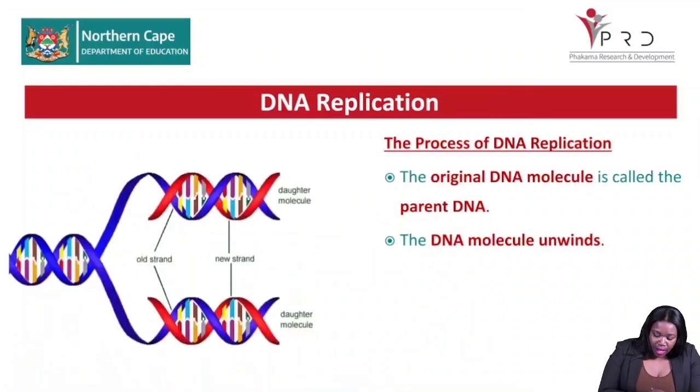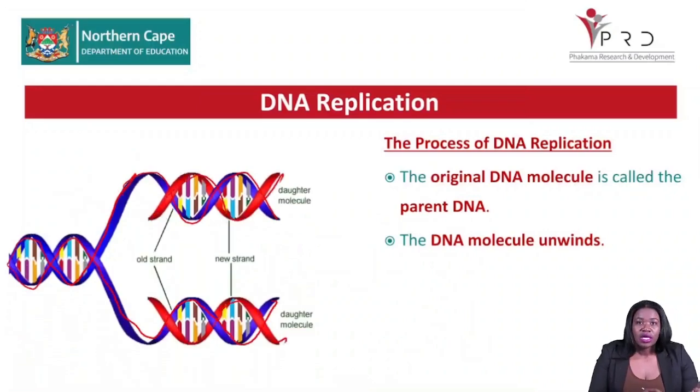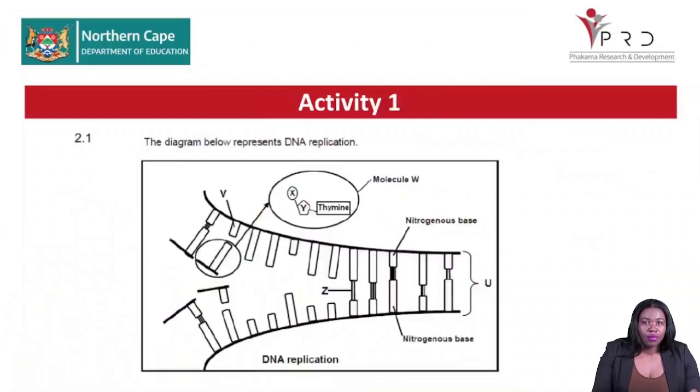As we can see here, now the old strand, there we have our old strand, and then we have our new strand. So as I've said, each DNA molecule will have one old strand and one new strand. Here we'll identify the old strand by the color blue and the new strand by the color red.